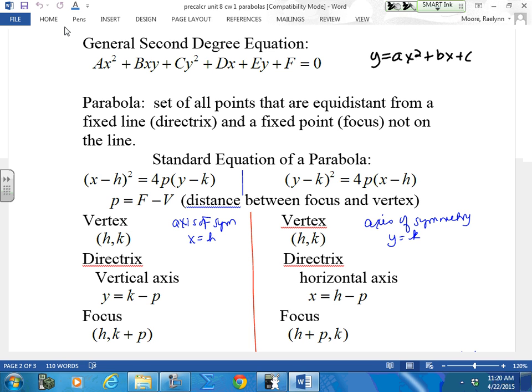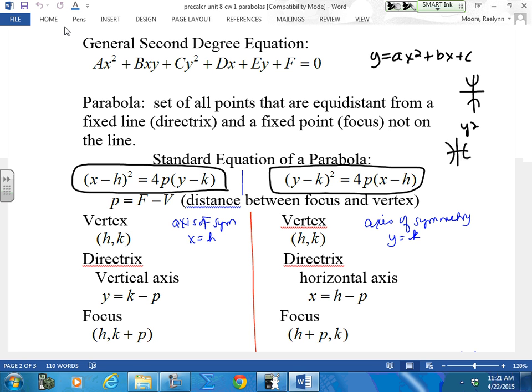However, we can also do a y squared this time. An x squared will open up and down, and a y squared will open sideways. Okay, so do you have to know that format? No. The formats you're going to have to know are the standard formats, these guys. These are what we're going to have to look at.